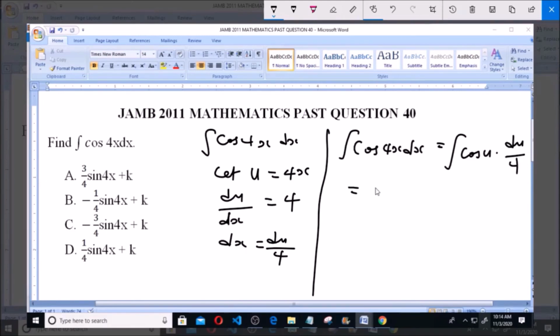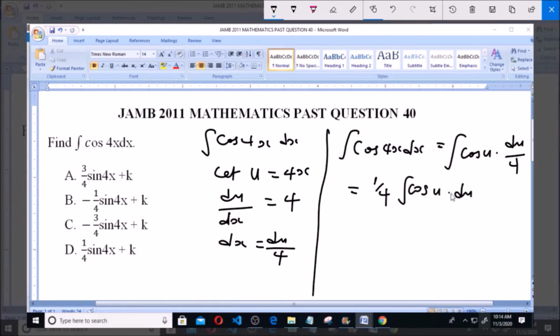Now this is equals to, integrating this now, we have what? We have 1 over 4. That du over 4 simply means 1 all over 4 multiplying what? Integral of cos u du. This over 4 here means 1 over 4 multiplying this.